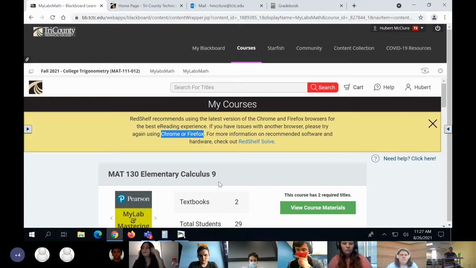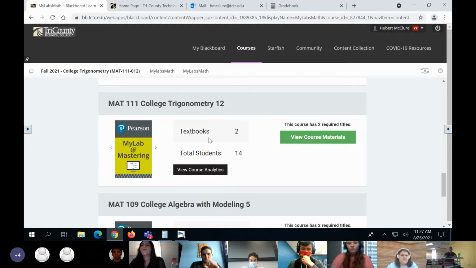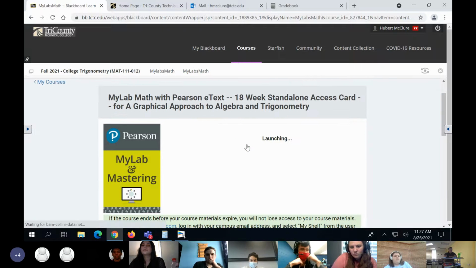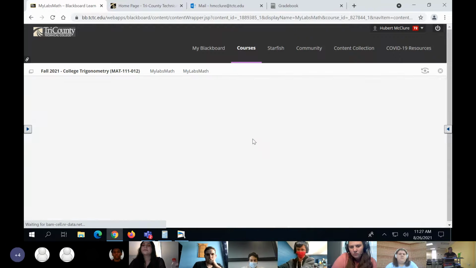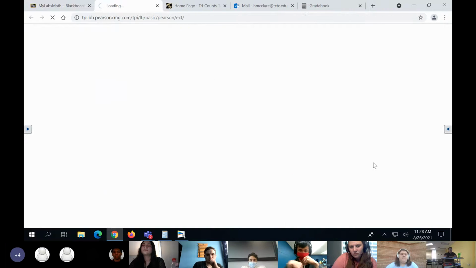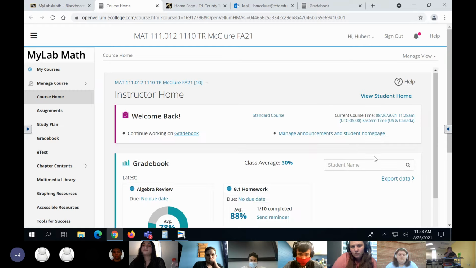Find your class, 111. Click on the green button, view course materials, view launch, and open. After you hit that open button and you see this right here, that means you are registered. That means you are in MyLabs Math.